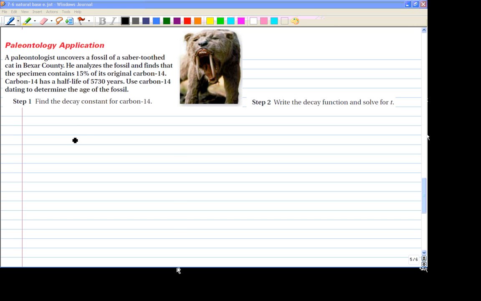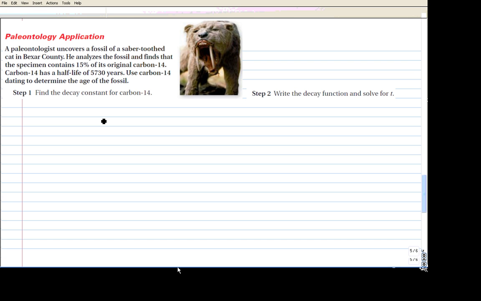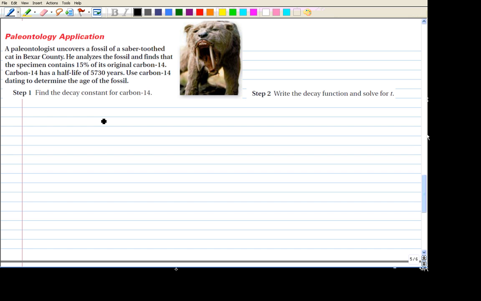A paleontologist uncovers a fossil of a saber-toothed cat in Bexar County. He analyzes the fossil and finds that the specimen contains 15% of its original carbon-14. Carbon-14 has a half-life of 5,730 years. Use carbon-14 dating to determine the age of the fossil. Pretty cool. Let's do it.